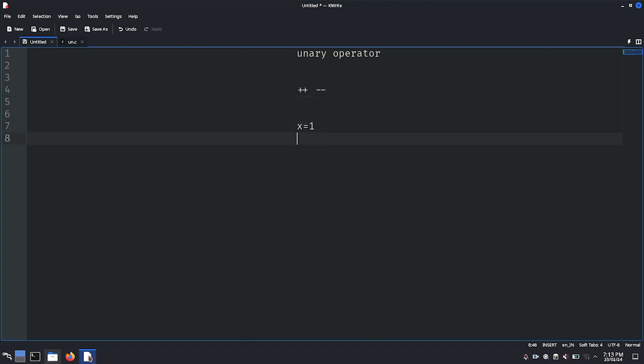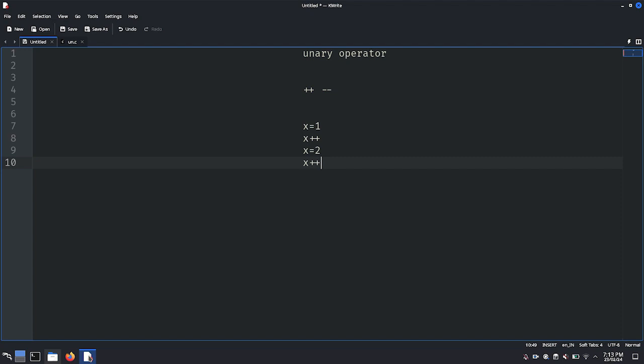Now for x plus plus, the value of x is 1. The value increases by 1, so x plus plus gives 2. Then x minus minus, with x equal to 3, gives 2.